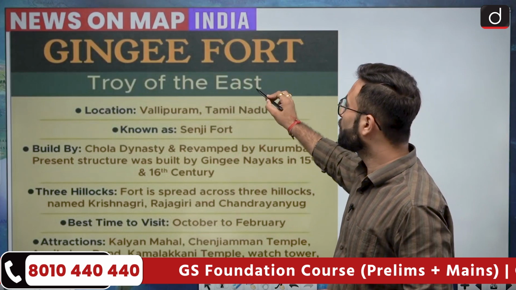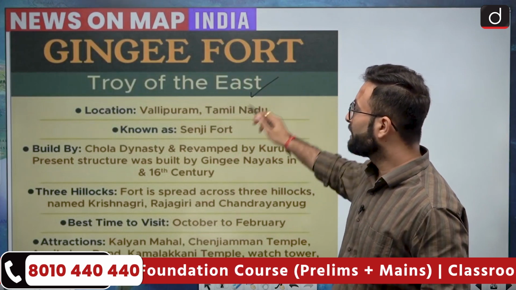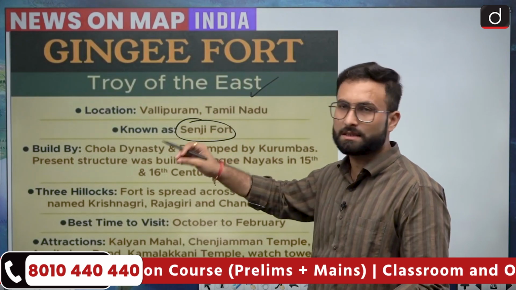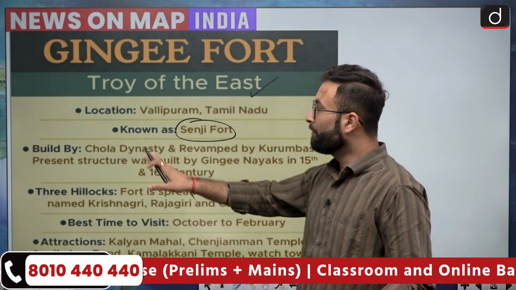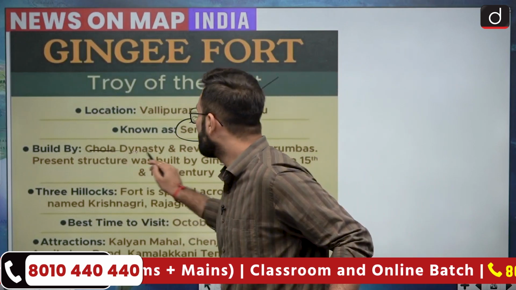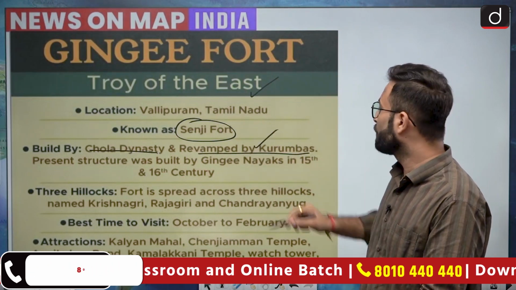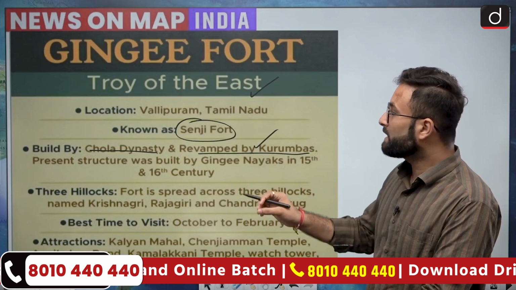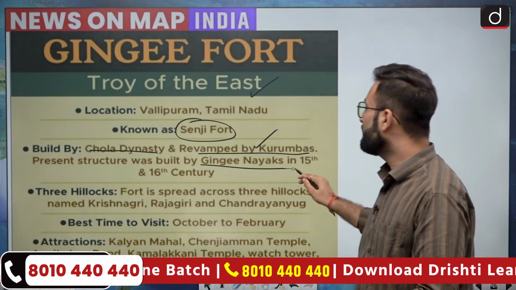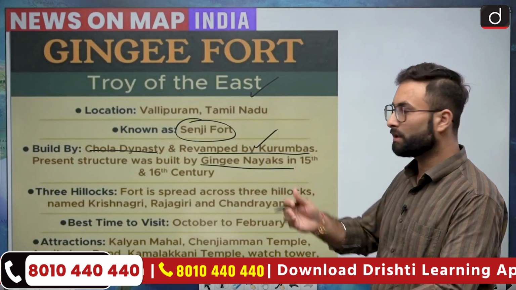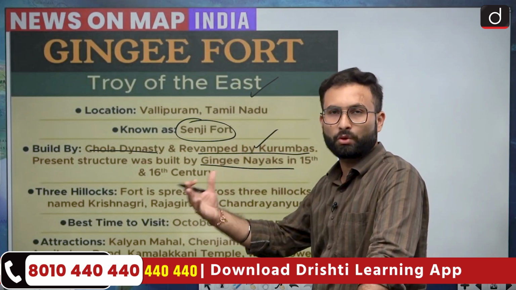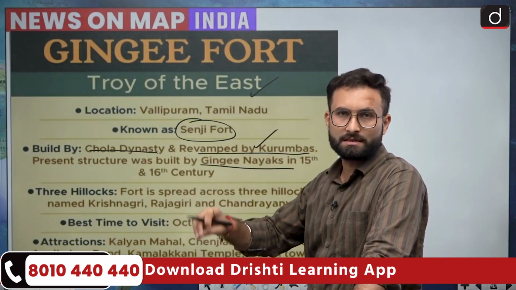That is, it is also known as the Troy of the East. Okay, it is also known as the Senji Fort. Jinji Fort or Senji Fort. Now it was built by the Chola dynasty and revamped by various others, like the Kurumbas, etc. The present structure was built by the Jinji Nayaks in the 15th and 16th century. So initially it was built by the Chola dynasty, and then various other dynasties have contributed.